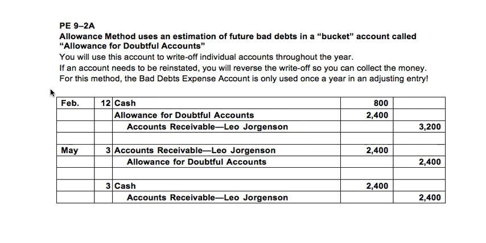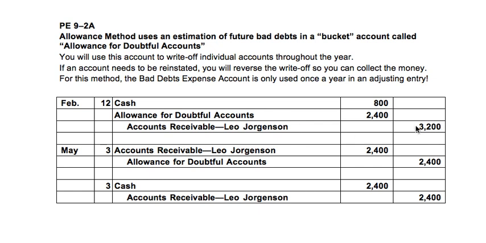On February 12th, we received $800 from Mr. Jorgensen and wrote off the remainder of $2,400 as uncollectible. So here we debit cash for $800 because we collect cash, but instead of debiting bad debt expense like we did in the direct write-off method, we debit the bucket account called Allowance for Doubtful Accounts for that amount, $2,400, and we credit accounts receivable for the full amount he owed us.